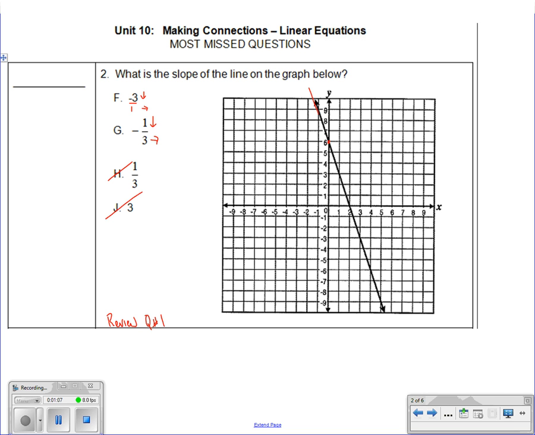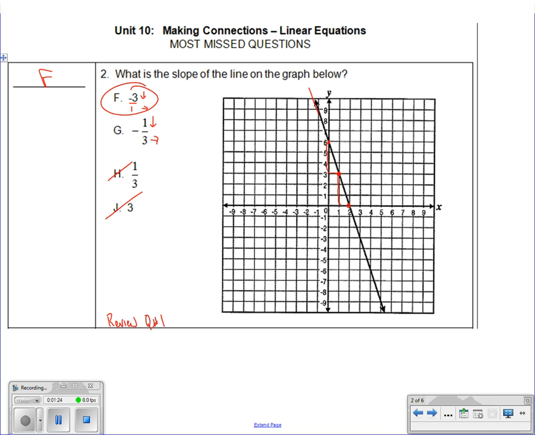We'll start at our beginning point. The first one, F, is down 3, 1, 2, 3, to the right 1. That gives me a point on the line. Let's check it again. Down 3, to the right 1. We have a point on the line. So our correct answer was F.